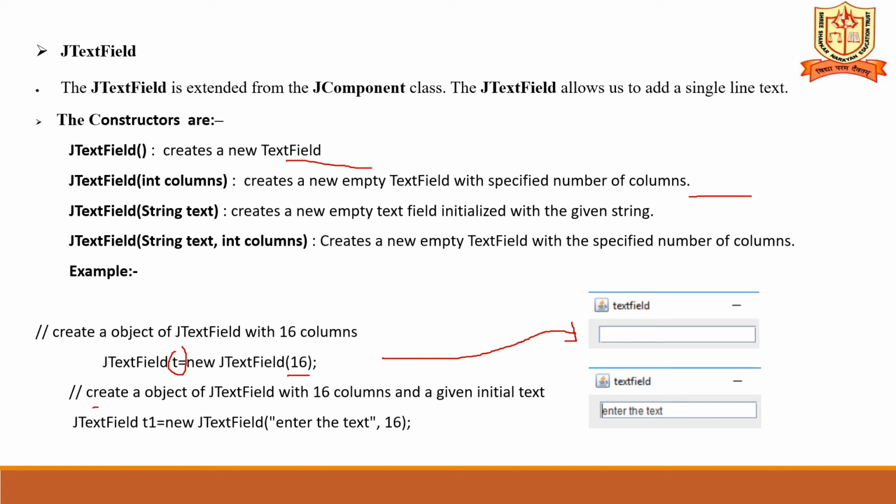See here, one more example. Create the text field of JTextField with 16 columns and given initial text. That is JTextField t1 equals new JTextField. Here you are given the string, that is the text, and the columns. How many columns, how many characters you are supposed to write in this text field. The output is looking like this.